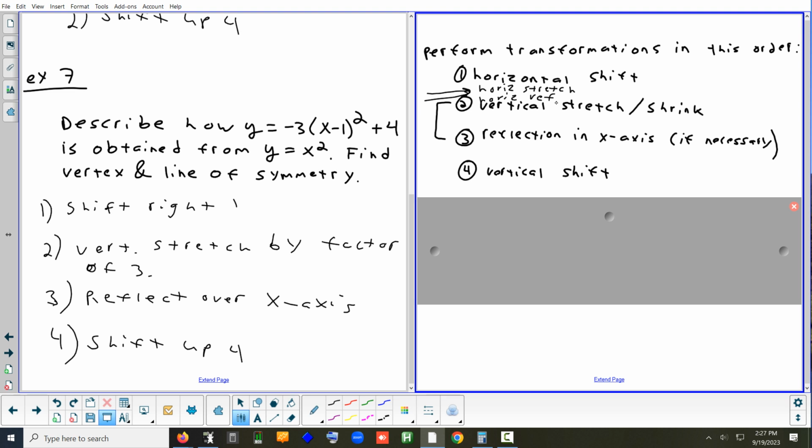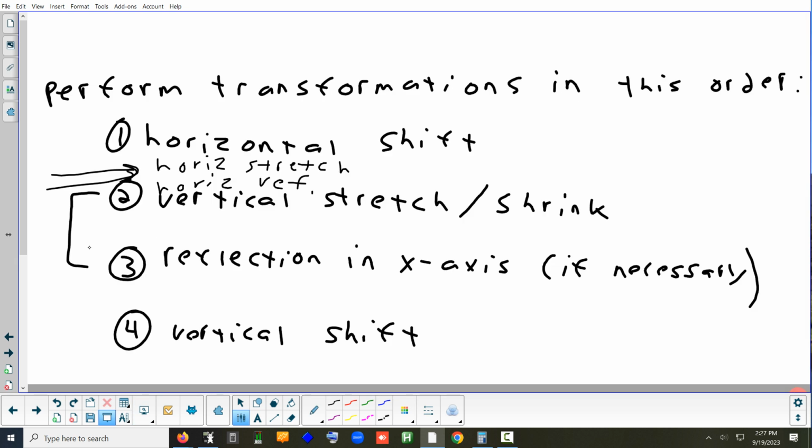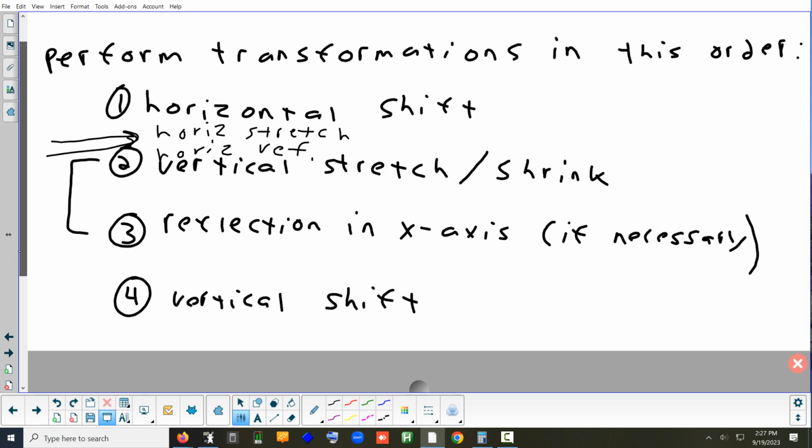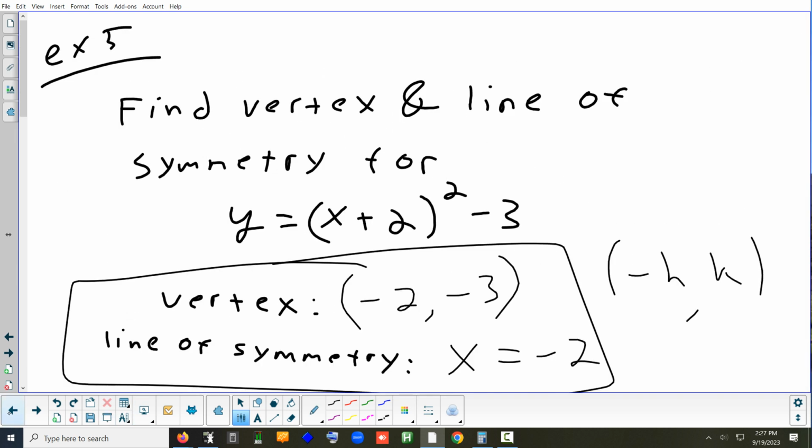I had a quick question. So anything after the x, like say a plus 4, that was on the other one, that's always the vertical shift, right? Yeah, anything that's at the end is always the vertical shift.